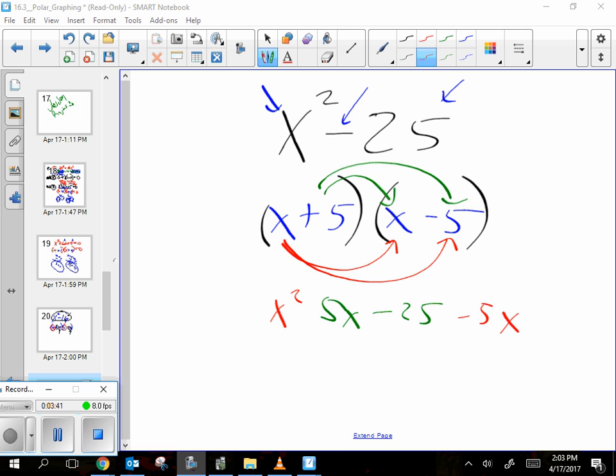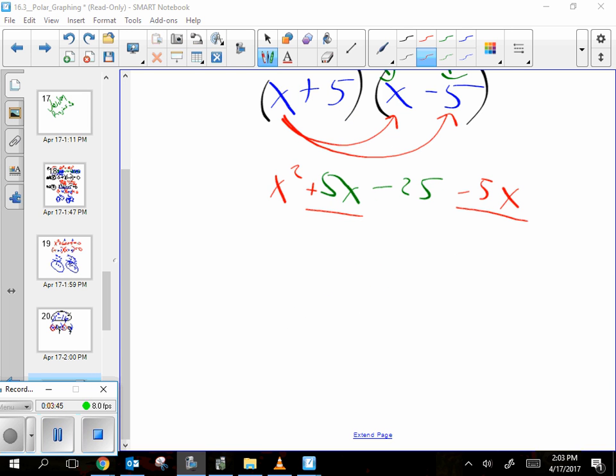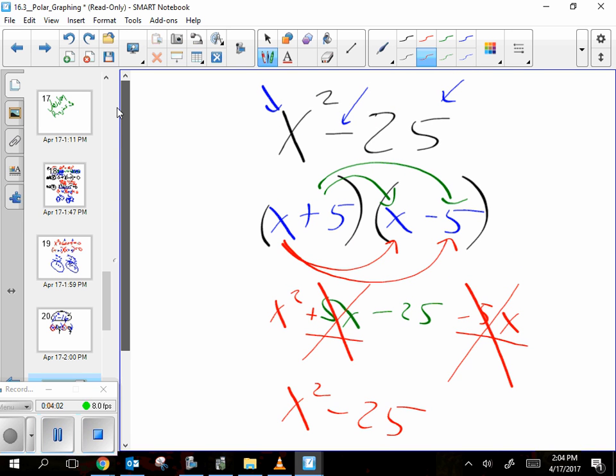Watch when I put it all together. This and this are opposites. That's what's special about this, is those two cancel, because they're opposites. So it's like you borrowed $5 and then you got $5. One was minus, one was plus, and they cancel out. It's like nothing happened. And there's x squared minus 25. That's what I was supposed to get, and yep, that's what I started with. So you can check yourself. I don't think you're processing how powerful that is.